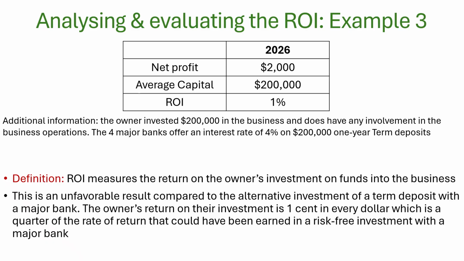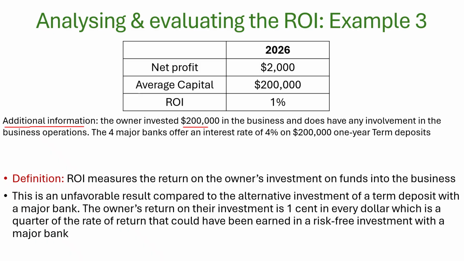Now, I'm not saying that a question like this would be on the exam, but it is a new study design in 2025, and so therefore we need to be prepared for obscure questions. So if we look at this question here, we've only got 1 year's worth of data. We're not really given a lot of information, but if we look at the additional info down here, the owners invested 200k in the business. They're not involved, so in other words, they don't draw a wage.